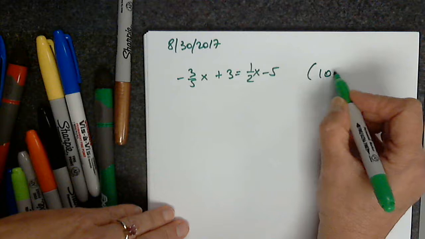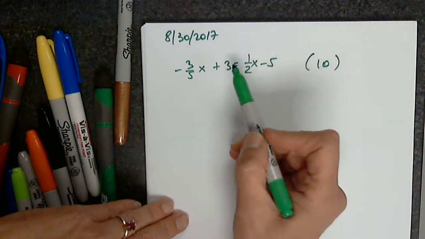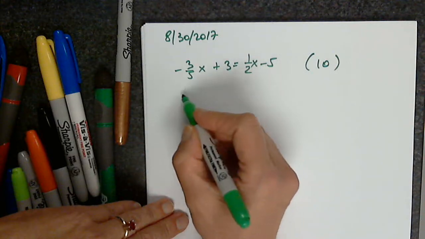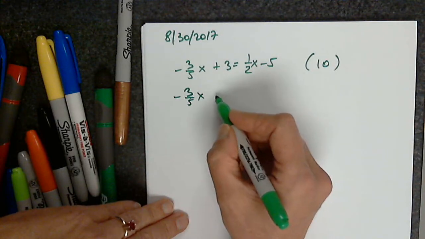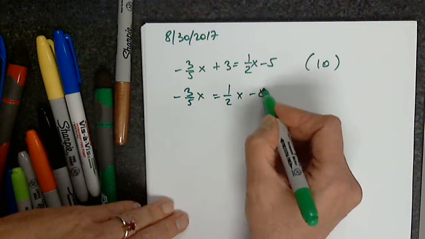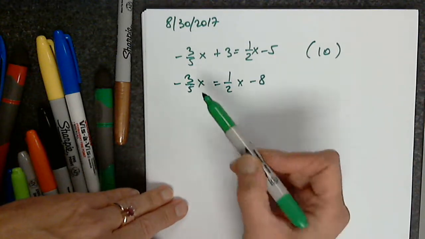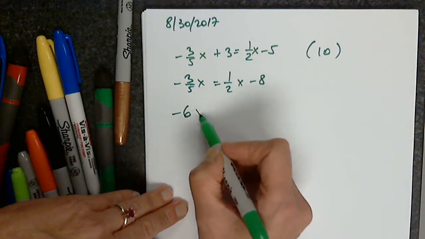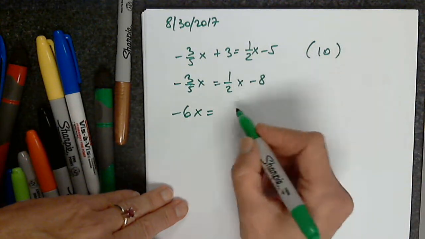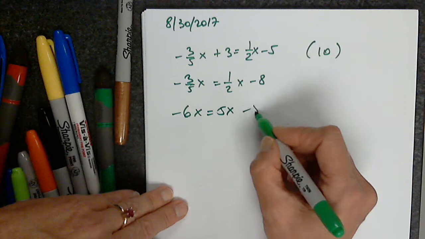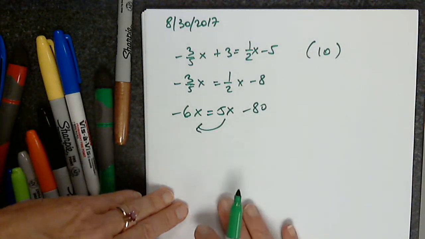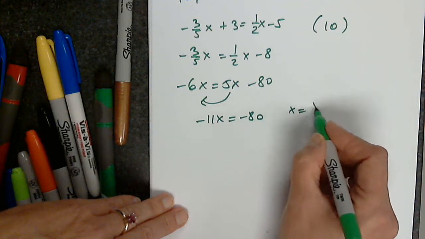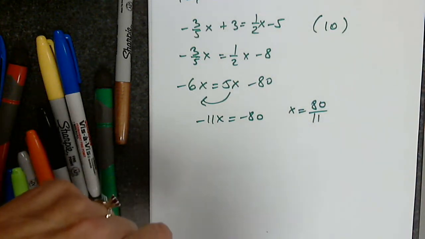So we multiply both sides by 10. To be exact, I will first move 3 to the other side just to make it a little bit easier to work with. Then I'll multiply both sides by 10. 3/5 multiplied by 10, I simplify, and I get negative 6x. 1/2 multiplied by 10 is 5x. And then minus 80. I will move 5x to the other side. Negative 11x equals negative 80. x is 80 over 11.